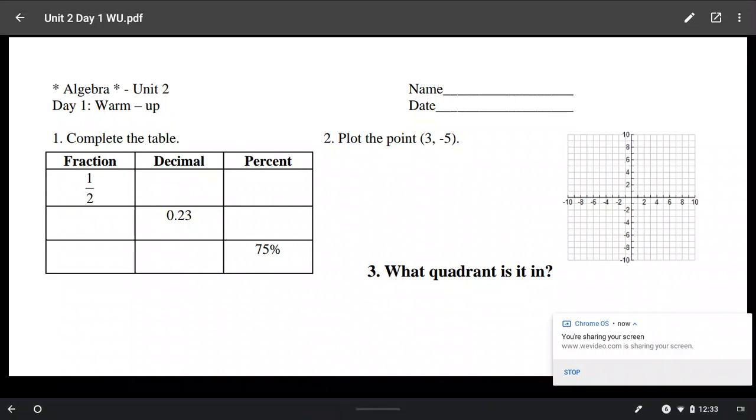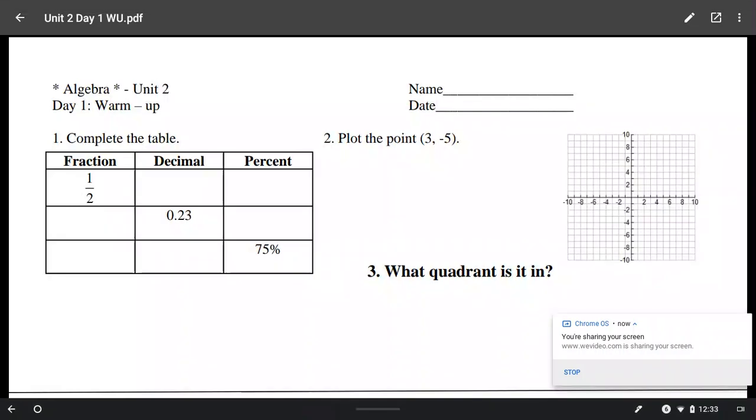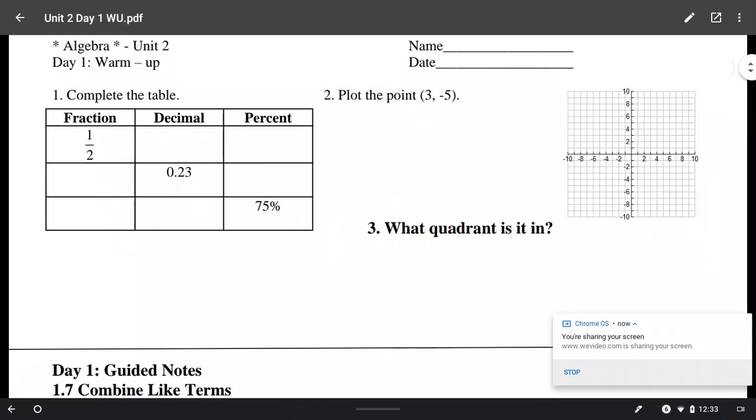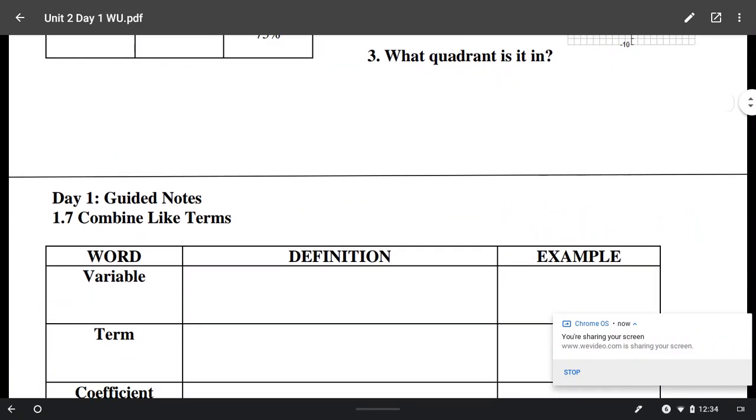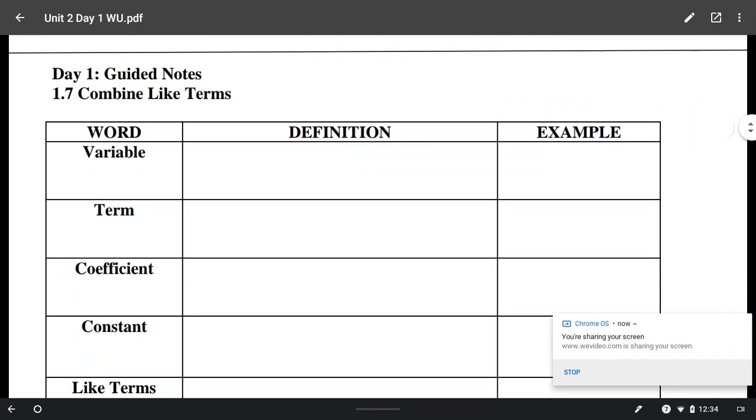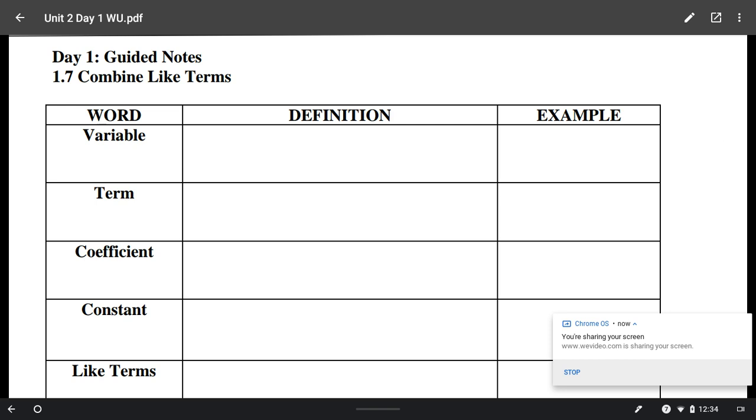I'm going to get started here on Unit 2, Day 1. This is exciting. Back in school. Hope everybody had a good summer break. I think it's time to do a little bit, though, so we can get our brains going for a little bit.